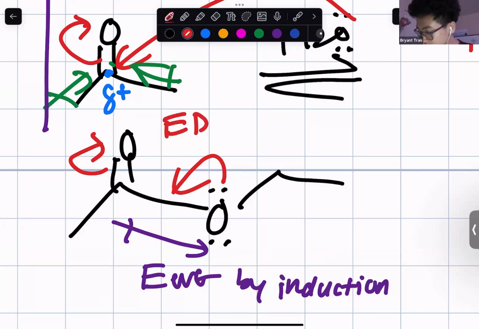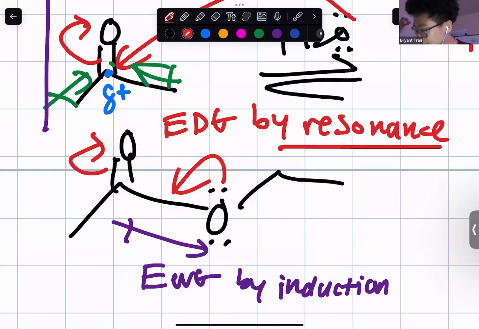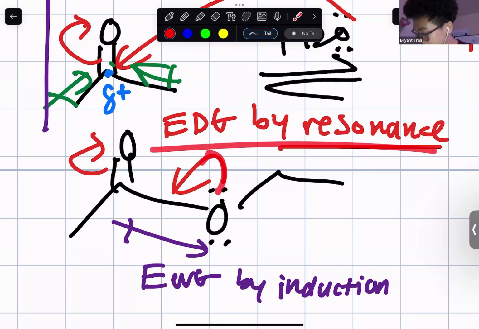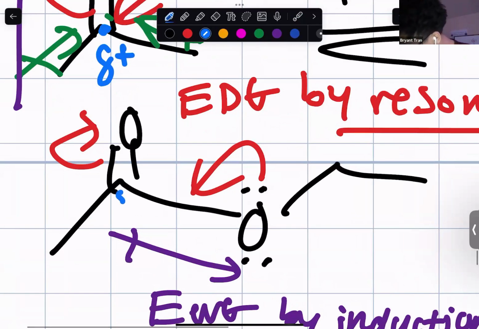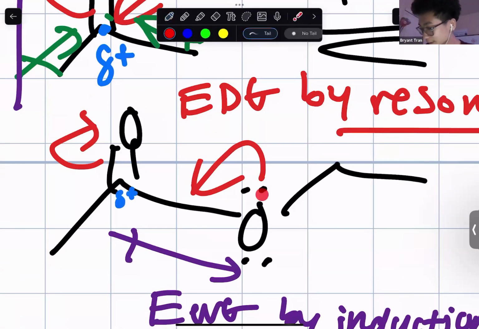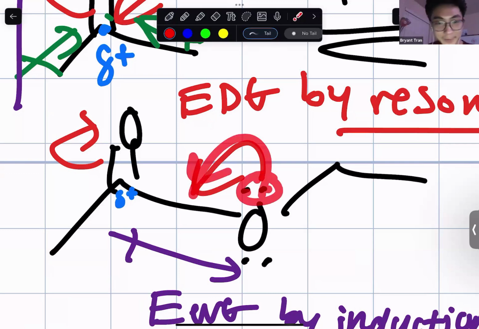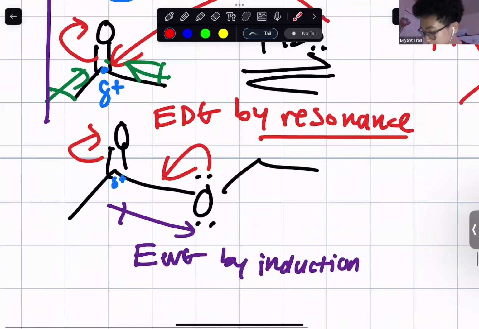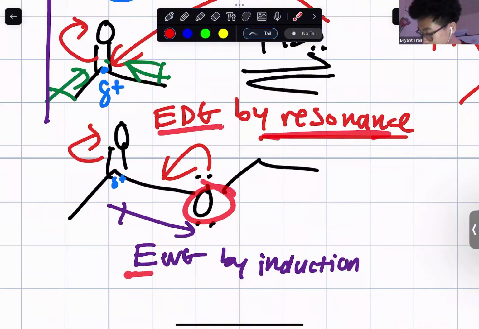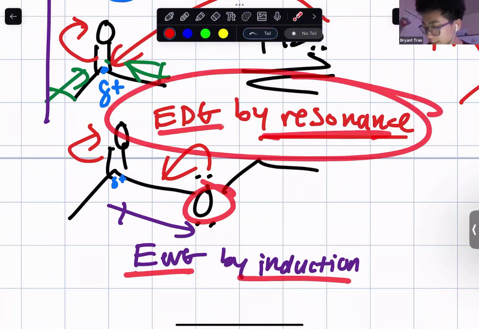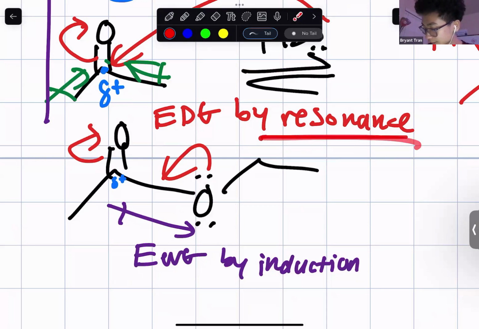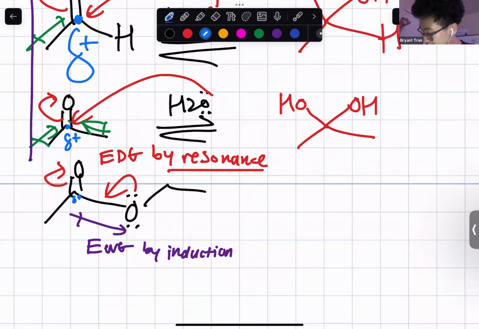But it is an electron donating group by resonance, and resonance is a stronger factor than induction. Because of that electron donating group by resonance, this carbon is becoming an even smaller positive charge, because it's gaining more electrons directly from that pair of electrons right there. So this group is an electron donating group by resonance and an electron withdrawing group by induction, but overall we consider it an electron donating group because resonance is stronger than induction in this case. And that would make it even slower. Okay, that's good.